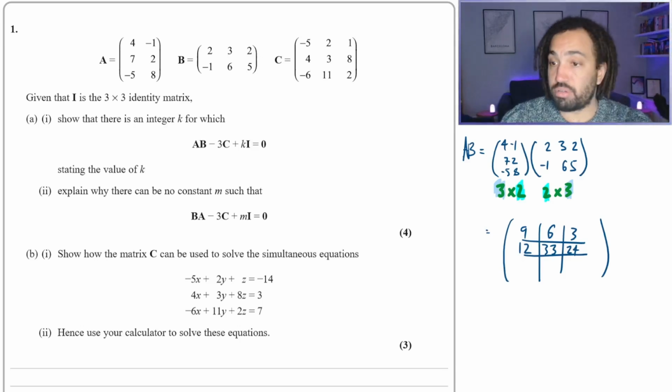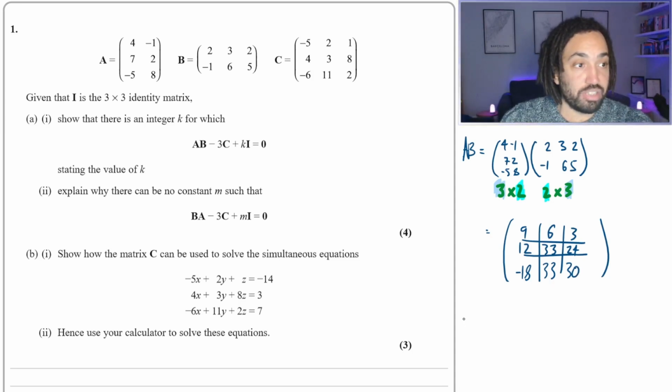Okay, bottom row. Minus 5 times 2 is minus 10, and 8 times minus 1 is minus 8, so that makes minus 18. Minus 5 times 3 is minus 15, and 8 times 6 is 48. 48 take away 15 is 33, and minus 5 times 2 is minus 10, and 5 times 8 is 40, so that makes 30. Okay, fantastic.